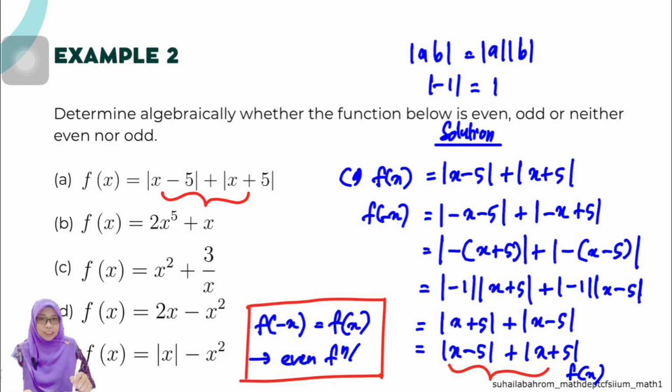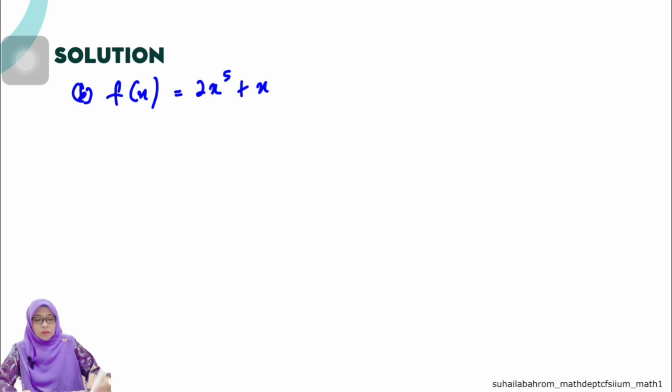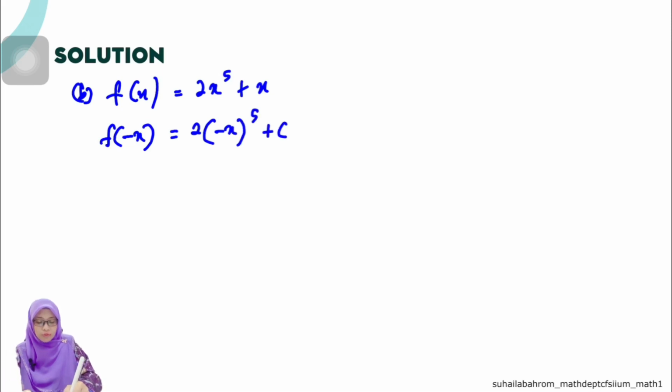and then your conclusion, it is an even function. Okay, so let's look at the second function, 2x to the power of 5 plus x. To determine whether this function is even, odd, or neither even nor odd, substitute x with the negative x. So you will get 2 times the negative x to the power of 5 plus the negative x. So you will get negative 2x to the power of 5, and then minus x.